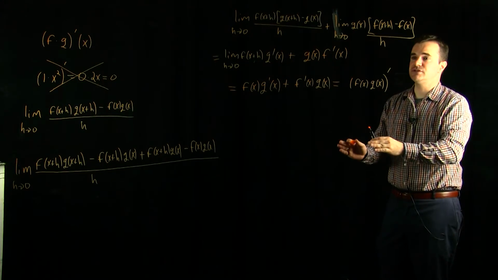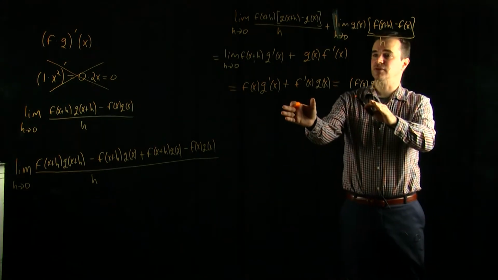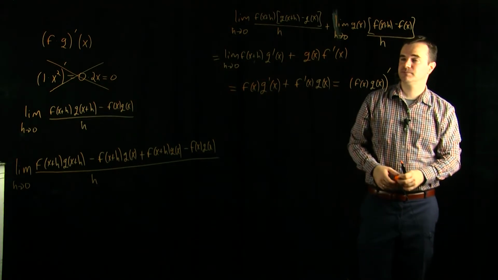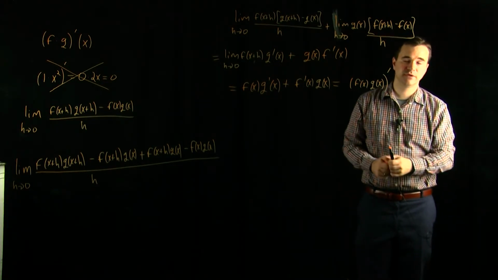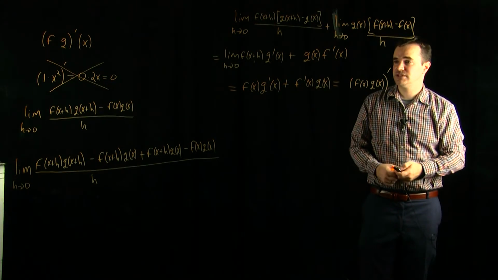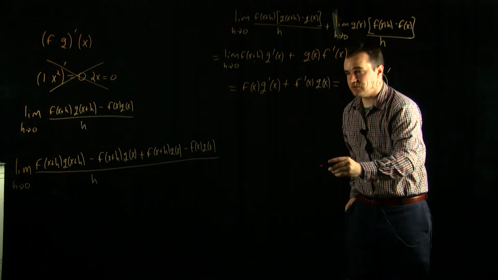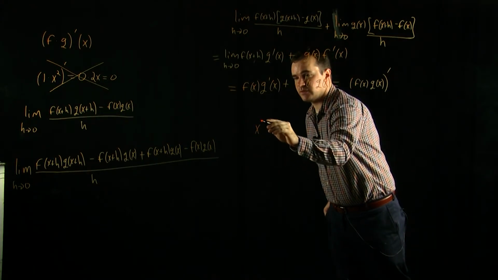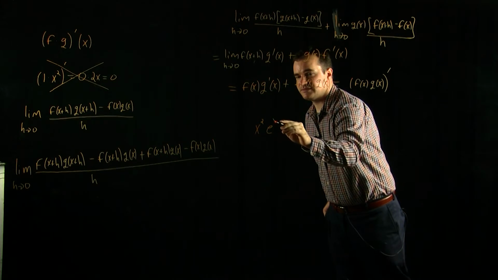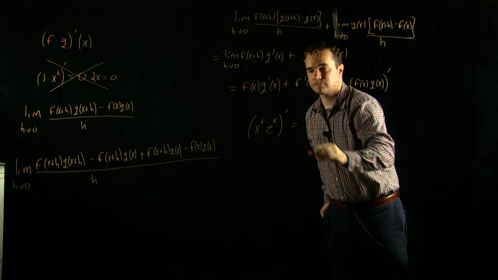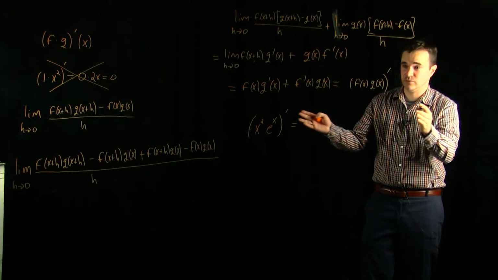So I've shown, just using the limit laws, this nice formula. This is called the product rule. It tells you how to take the derivative of a product. Let me do a quick example to put that into perspective, using some things that we already know how to differentiate. So what if I gave you a function like x squared times e to the x and asked you, please take the derivative of that?